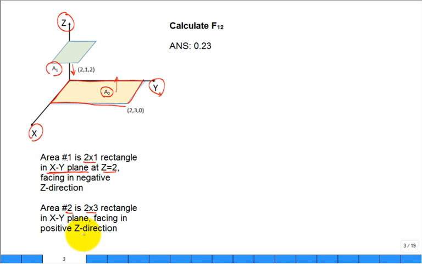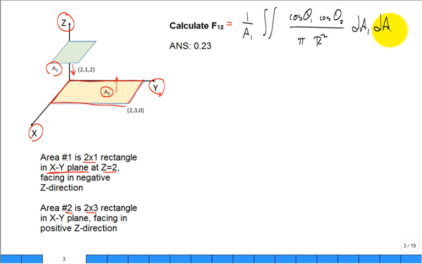Okay, so this seems like an easy problem. Can't get hardly any easier. Calculate that view factor from 1 to 2. Well, what was our equation? Our equation is 1 over the area 1, the double area integral, cosine theta 1, cosine theta 2 divided by pi r squared, dA1, dA2.